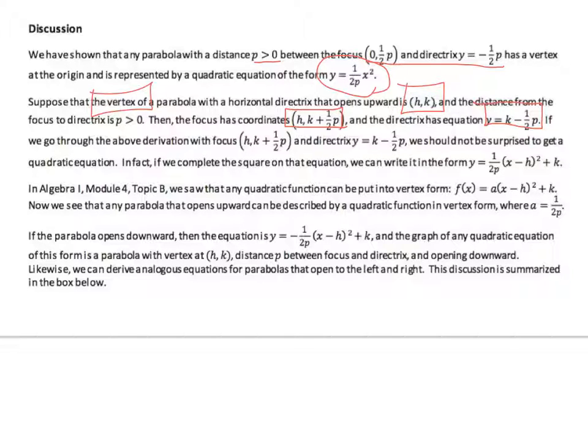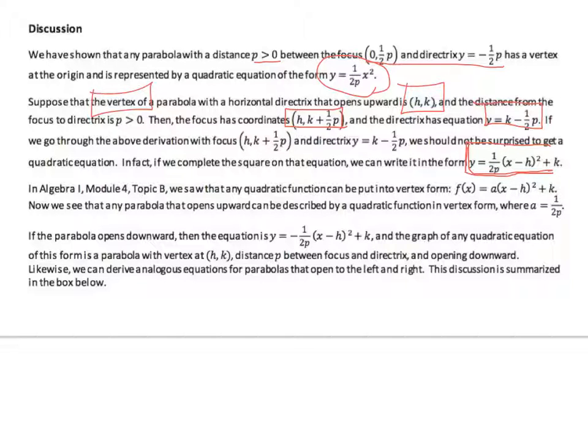If we go through the above derivation with focus h, k plus 1/2 p and directrix y equals k minus 1/2 p, we should not be surprised to get a quadratic equation. In fact, if we complete the square on that equation, we can write it in the form y equals 1 over 2p times the quantity x minus h squared plus k. Okay, this is pretty darn important in parabola math also.